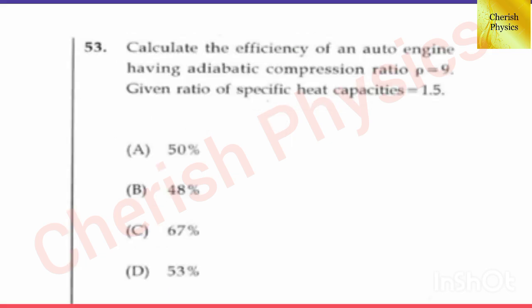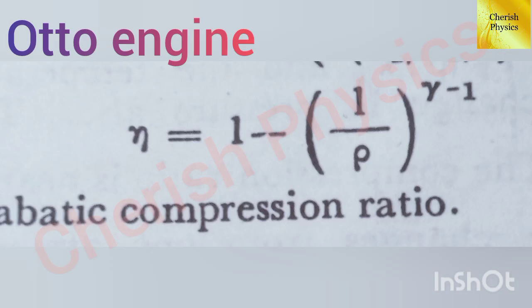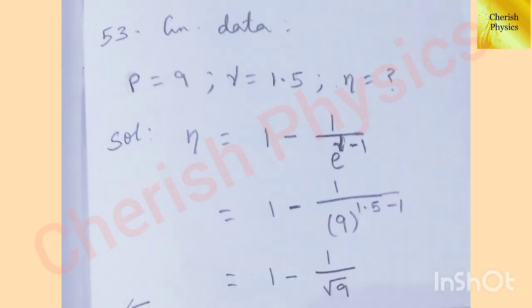Third question. Calculate the efficiency of an Otto engine having adiabatic compression ratio rho equal to 9. Given ratio of specific heat capacities equal to 1.5. You can find the efficiency of Otto engine formula in the Heat and Thermodynamics by Brijlal and Subramaniam book. Let's write the given data. Rho equal to 9, gamma equal to 1.5. We have to find the efficiency eta.